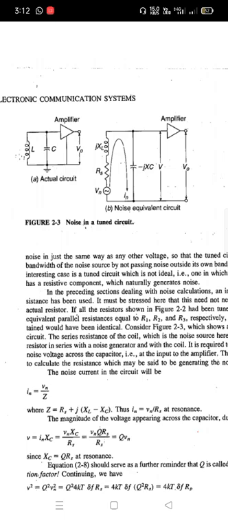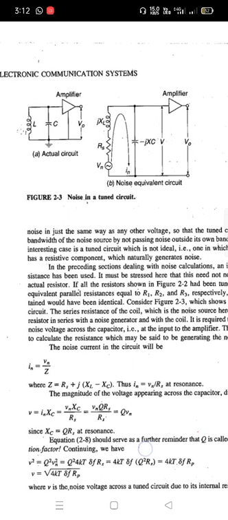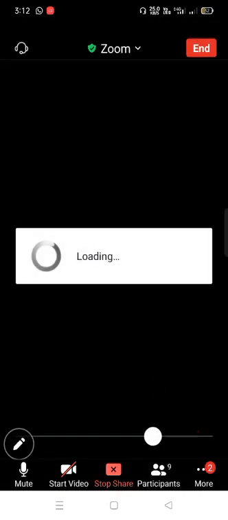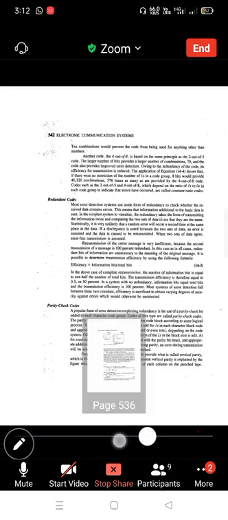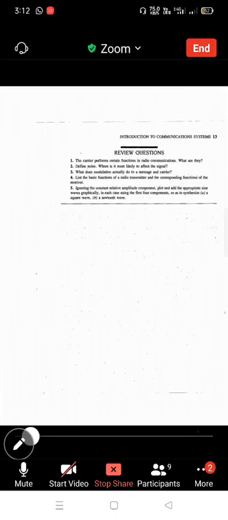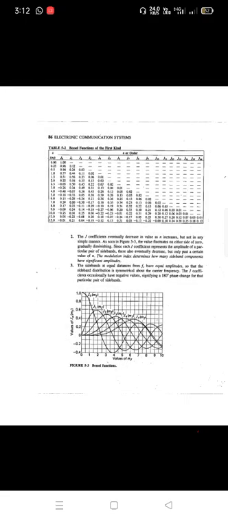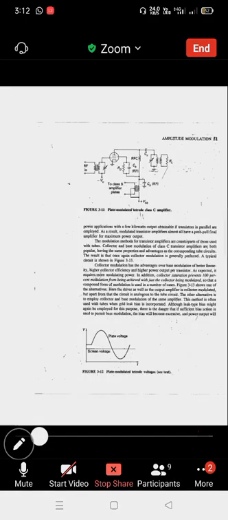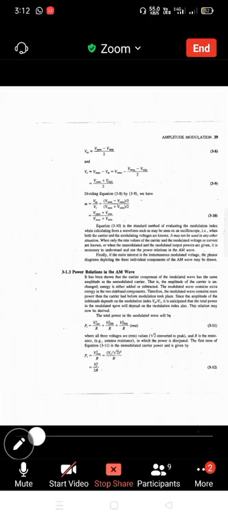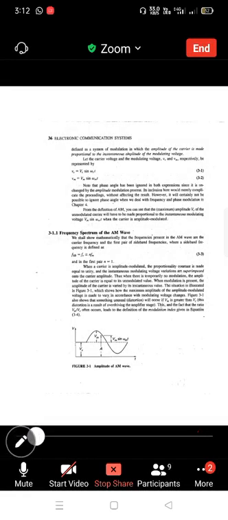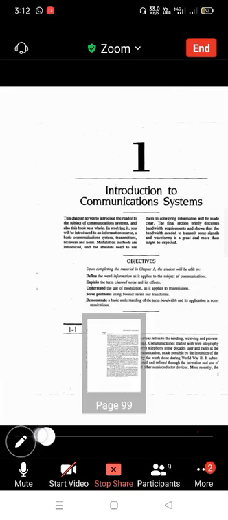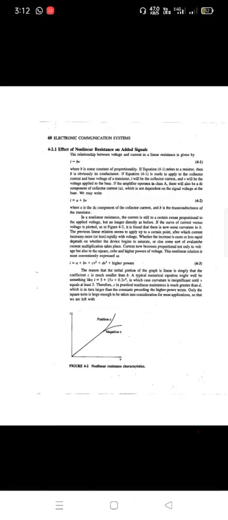Now we will proceed for our discussion. Today my laptop is not working properly, that's why I have to take it on mobile phone.